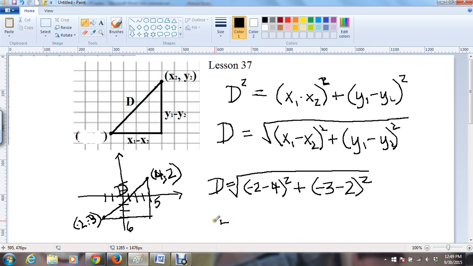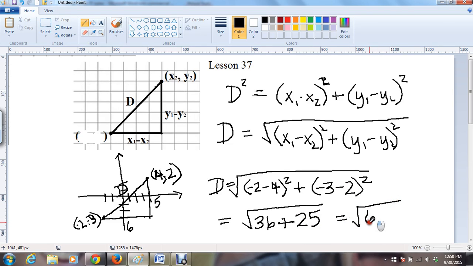So that is the square root of negative 6 squared, which is 36, plus negative 3 minus 2 squared, which is negative 5 squared, which is 25. So that is going to give me the square root of 61. So that would be the answer for the distance between those 2 points.